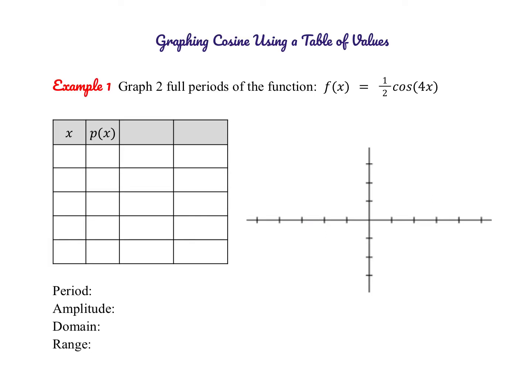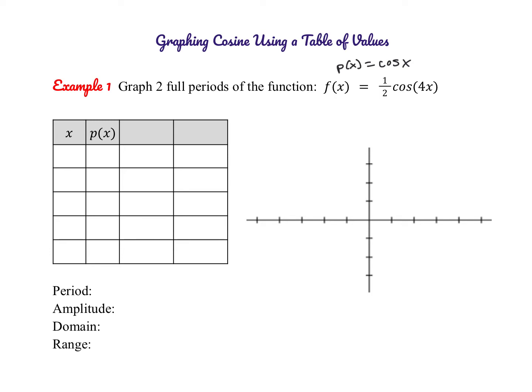Okay, so the first method we're going to do for graphing is we're going to actually use a table of values. So we're going to take some key points from our parent function, which in this case is just cosine of x. And then we're going to transform the coordinates according to what I see in the function f of x.